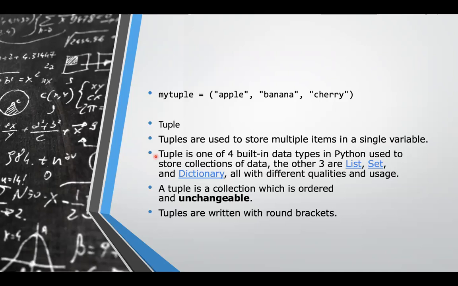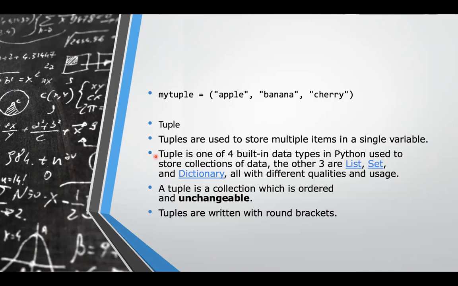Tuples are used to store multiple items in a single variable. So we have a variable name, my tuple, and we're storing multiple items, apple, banana, cherry, the way we did in list. Tuple is one of the 4 built-in data types in Python used to store collections of data. The other 3 are list, set, and dictionary, all with different qualities and usage. The qualities of a list, a set, and a dictionary are not the same. They are quite different from each other.